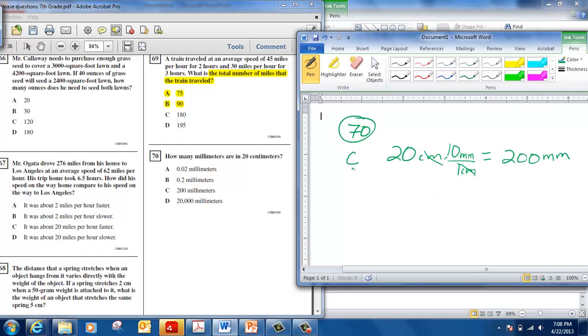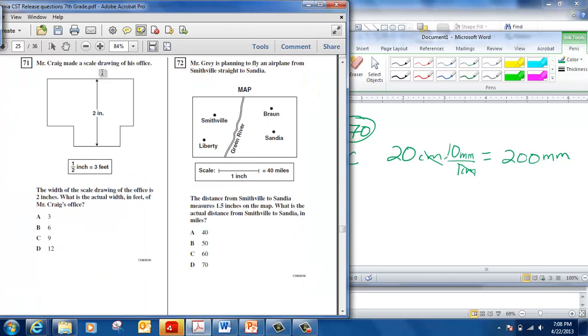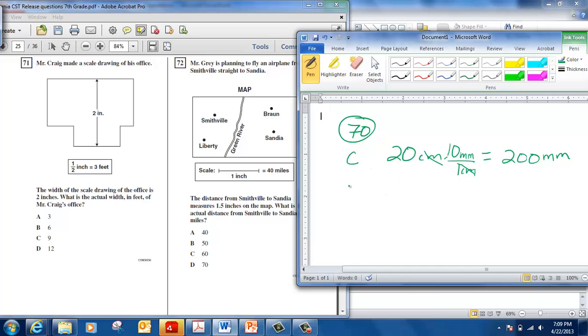So again, another C. Drawing of this office, 1/2 of an inch represents 3 feet. And again, that's going to depend on what the space is. So the width of the scale drawing of the office is 2 inches. What's the actual width in real life? So one of the things that I like to do is that if it gives me 1/2 of an inch, I'm going to find out what it is for the full inch. So 1/2 of an inch is 3 feet. So 1 full inch is going to be double that, 6 feet.